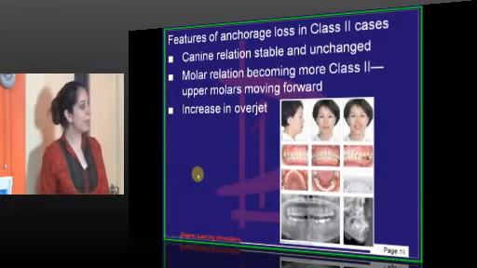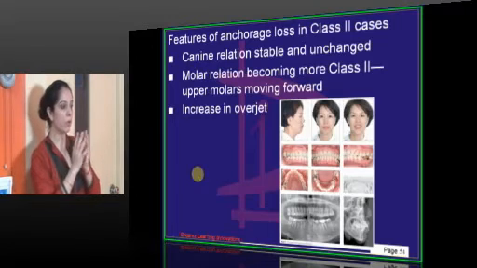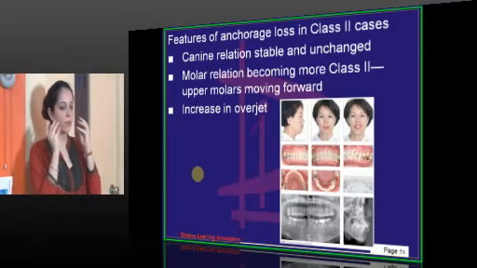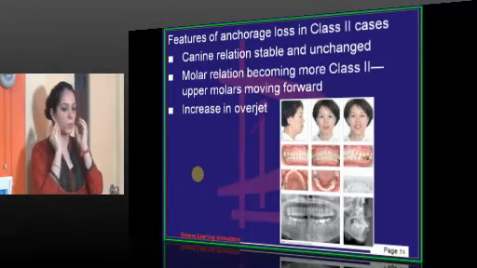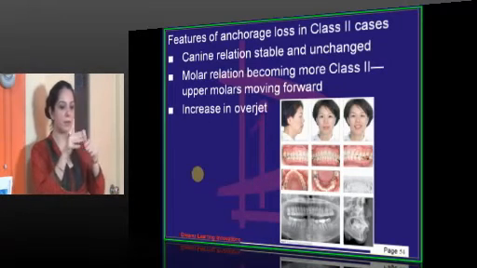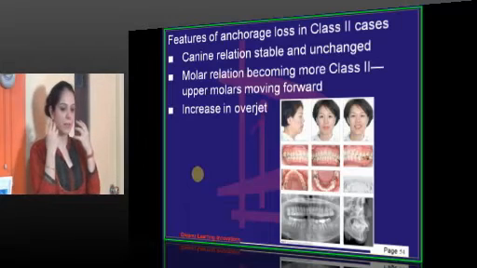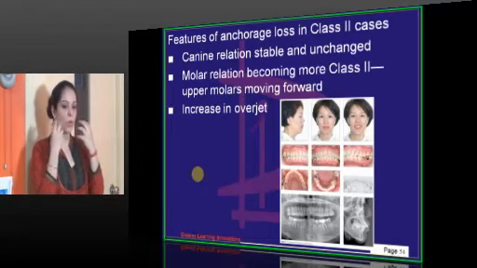Now why does that happen? When we talk about maximum anchorage, the anchor units are supposed to stay in position. They are not supposed to move forward. But when they start moving forward, they also tend to push the anteriors forward. So when the overjet increases instead of decreasing, you can be rest assured that the anchor units are also going forward.